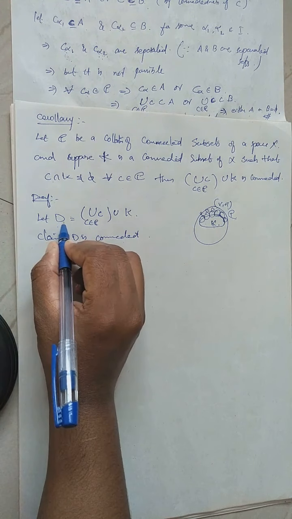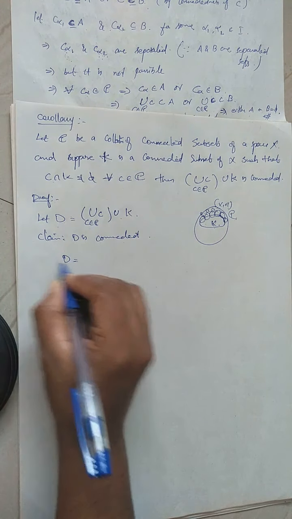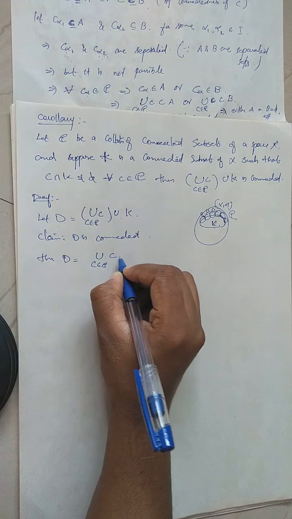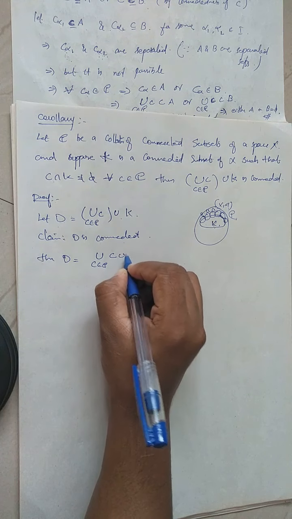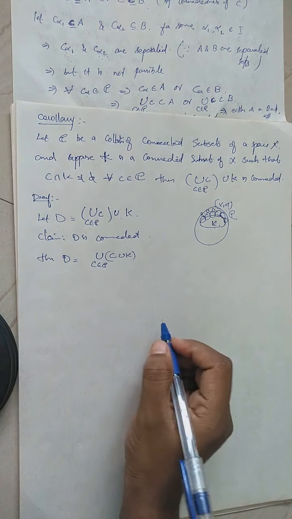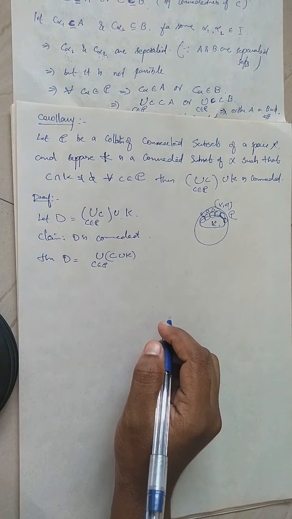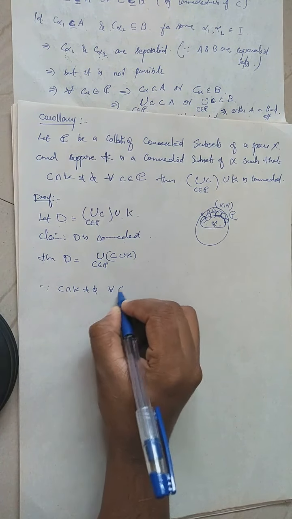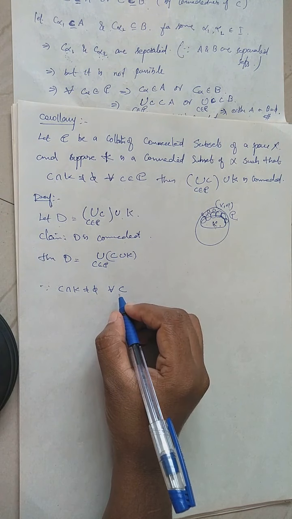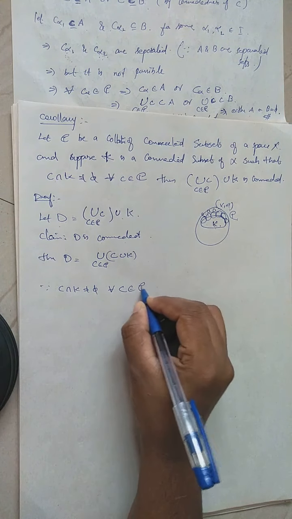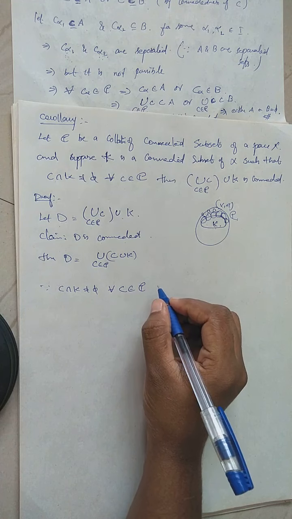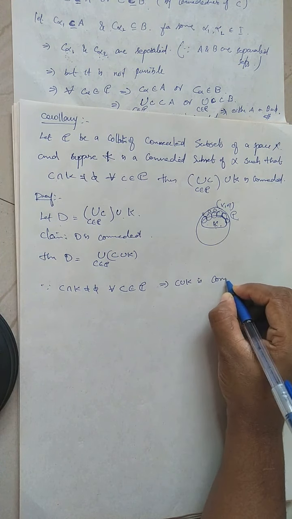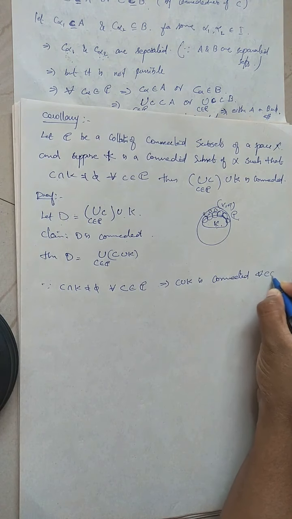Since if we choose D equal to this, it can be written as D equal to union of C in 𝒞, union K. This can be written like this. Now, since C intersection K is not equal to empty for every C in this collection 𝒞, I can say that C union K will be connected for every C in 𝒞, right?